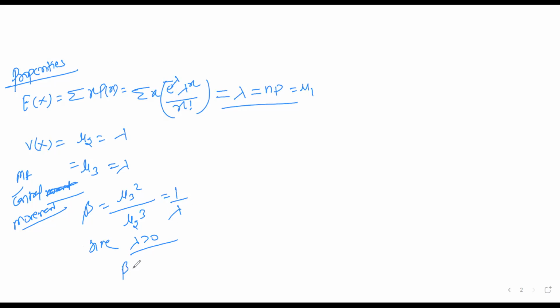it means beta has to be greater than 0. And if the value of beta comes out positive, it means the Poisson distribution is always positively skewed. It can never be symmetric.